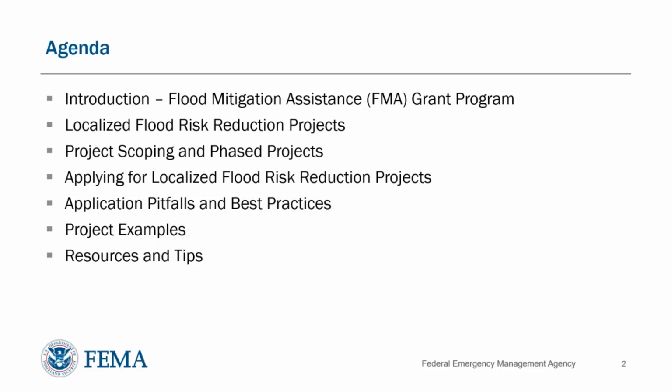Today, we're going to introduce the FMA grant program, discuss the localized flood risk reduction project type, provide tips and resources for preparing a successful application, and share project examples. The purpose of this webinar is to provide examples of a complete and well-written FMA sub-application for localized flood risk reduction projects. FEMA developed this case study in response to feedback from stakeholders that asked for more information on what makes a good FMA sub-application. The intent of this webinar is to help sub-applicants become more familiar with the application process and provide guidance on where to access information and resources.